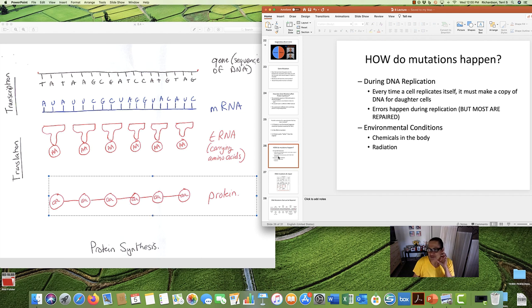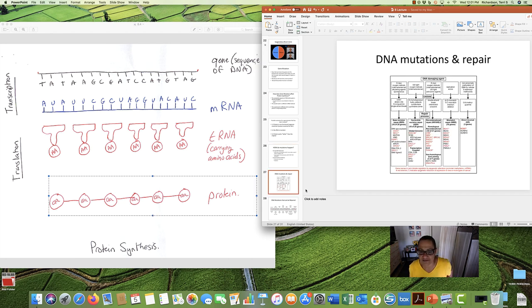Now, how do mutations happen? Two ways. During DNA replication, we talked about mitosis in lecture 4. Every time the cell divides, it has to make a copy of its DNA, right? To do mitosis. Errors happen during DNA replication all the time, but most are repaired. Something else that can cause mutation is our environment, as we talked about, epigenetics, chemicals in the body, radiation, the sun. Remember, you get skin cancer from the sun. These things can also cause genetic mutations.